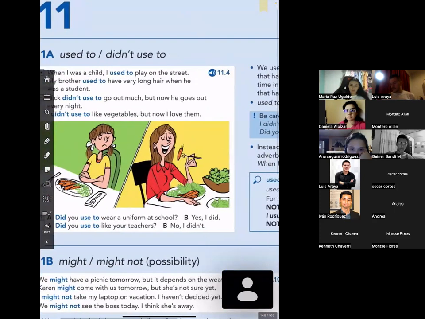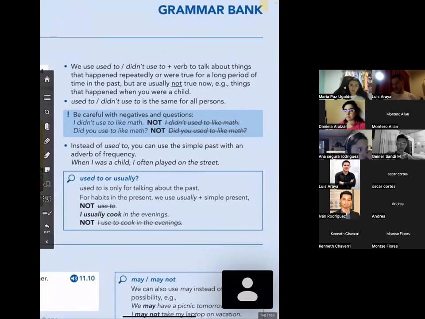Okay, let's start with the explanation over here. We use used to and didn't used to plus a verb to talk about things that happen repeatedly or were true for a long period of time in the past, but are usually not true now. Example, things that happened when you were a child. Used to, didn't used to, is the same for all the persons, okay? This is something that is good about it. You don't need to think about conjugating it because it's already in past, so nothing to worry about.